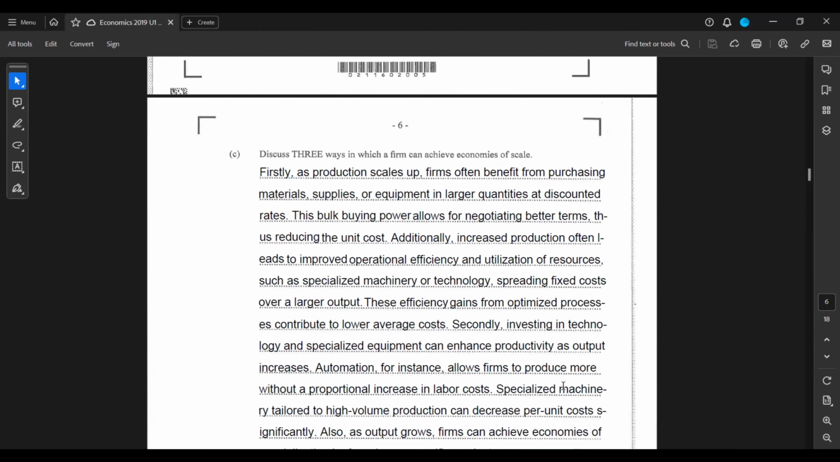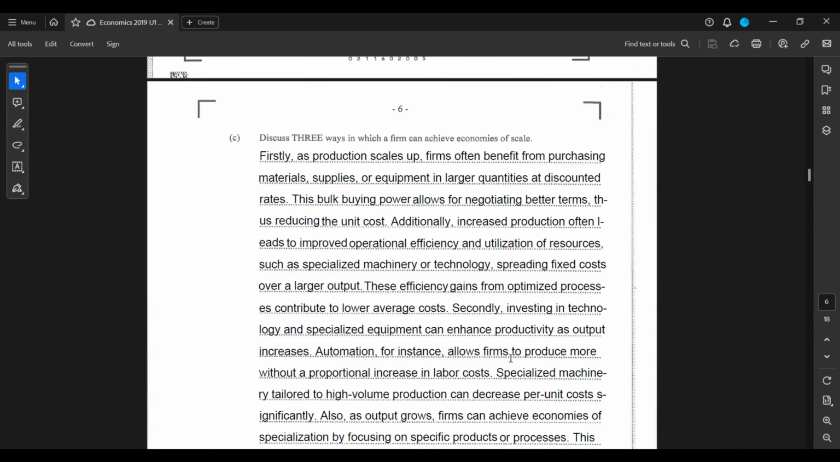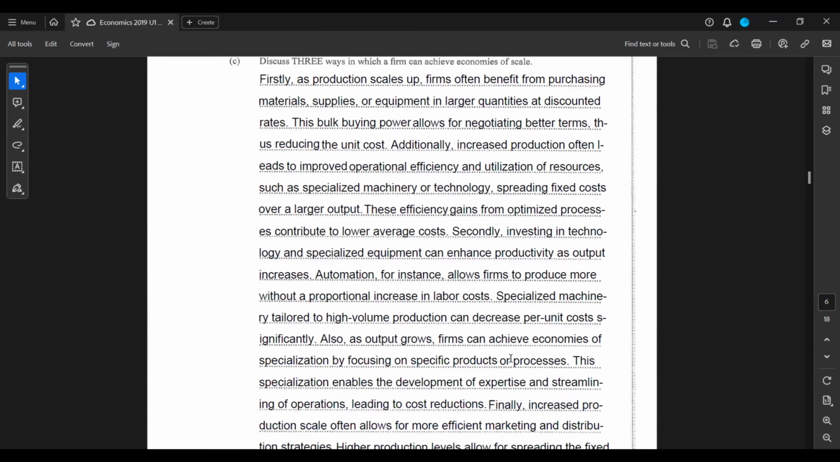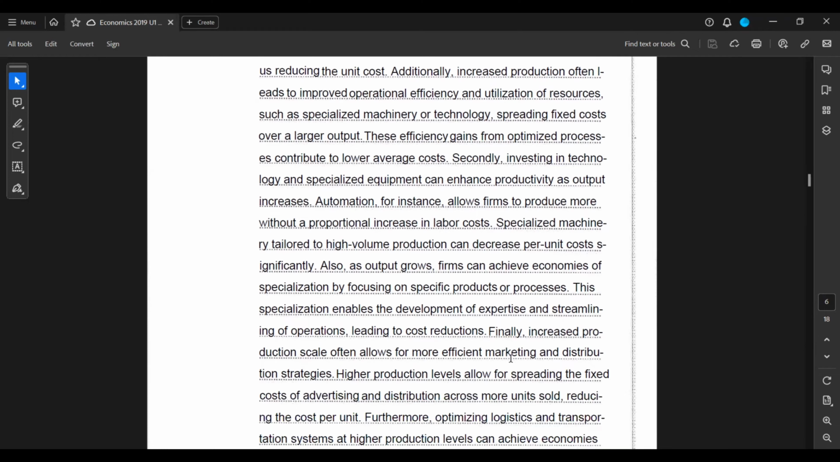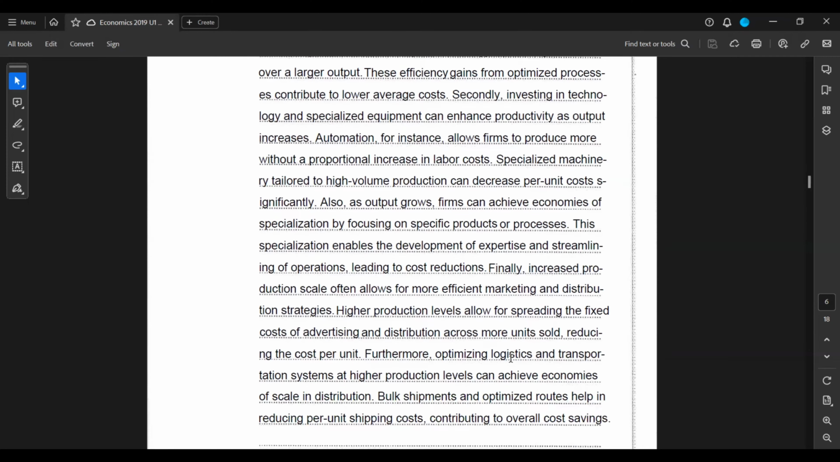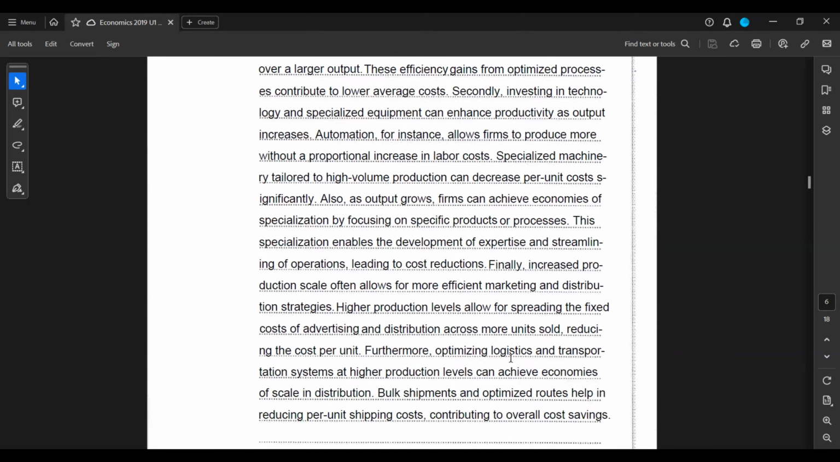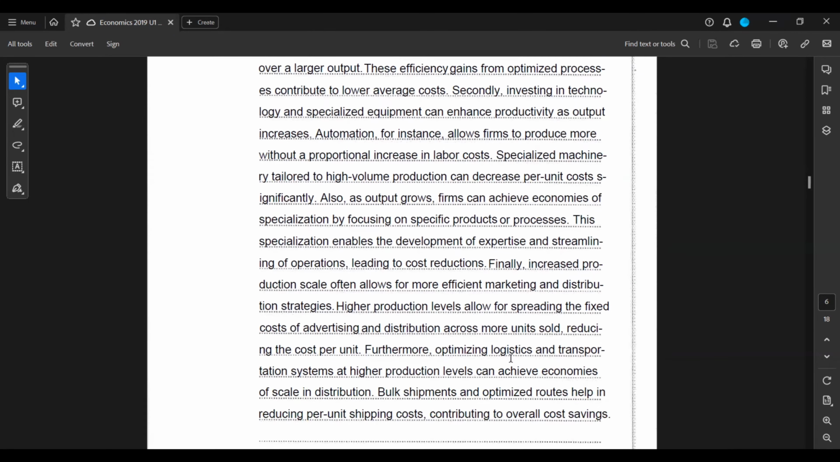Secondly, investing in technology and specialized equipment can enhance productivity as output increases. Automation, for instance, allows firms to produce more without a proportional increase in labor costs. Specialized machinery tailored to high volume production can reduce per unit cost significantly. Also, as output grows, firms can achieve economies of specialization by focusing on specific products or processes. This specialization enables the development of expertise and streamlining of operations, leading to cost reductions.